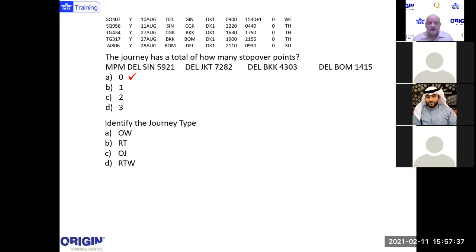Identify the journey type. One-way, return, open jaw, RTW. Have you ever heard of RTW? Have we talked about it even once? No, that can't be the answer then. It's got to be A, B, or C. You are not going to be asked a question about something that is not in your training book. So if you see something weird like RTW, ZYX, that's rubbish.